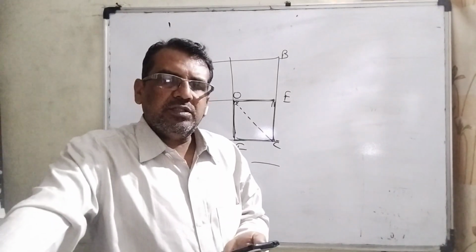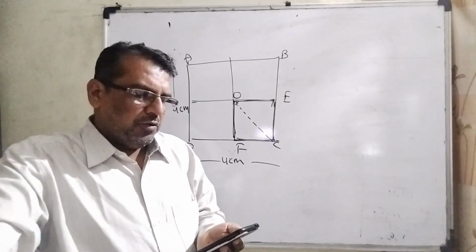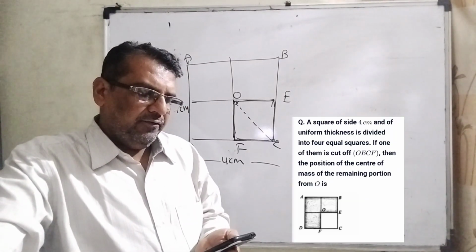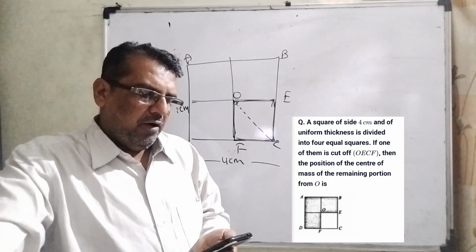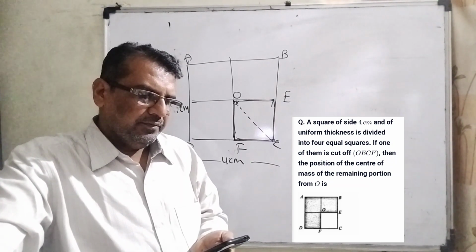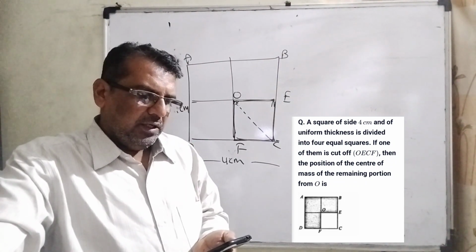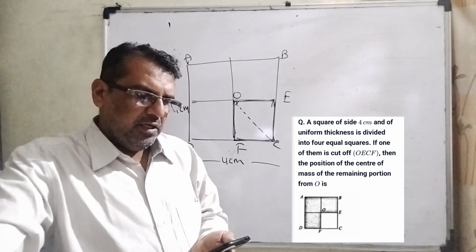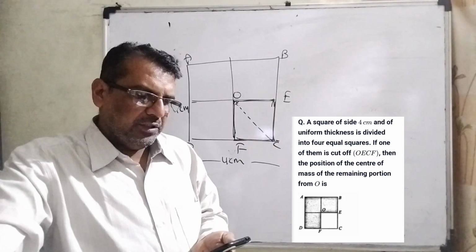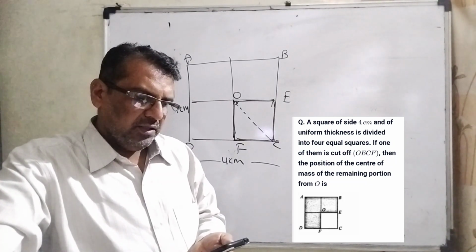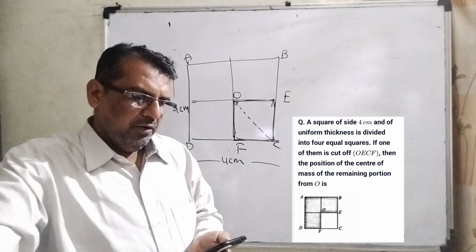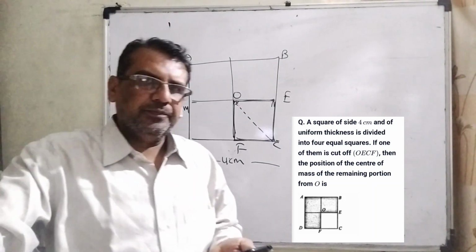On these questions based on center of mass, what the question says is: a square of side 4 centimeter and of uniform thickness is divided into 4 equal squares. If one of them is cut off, OECF, then the position of the center of mass of the remaining portion from O is.